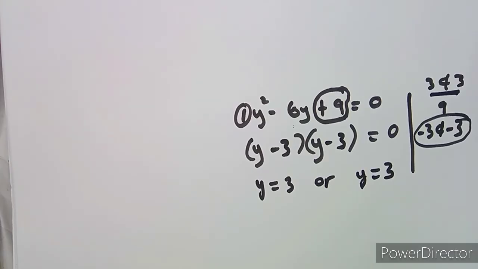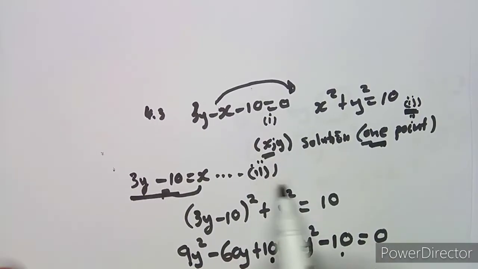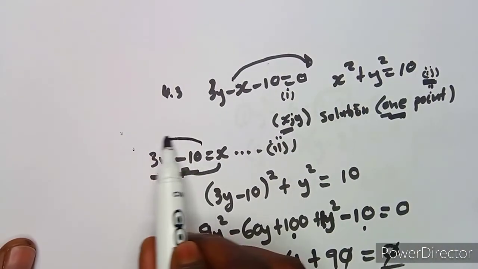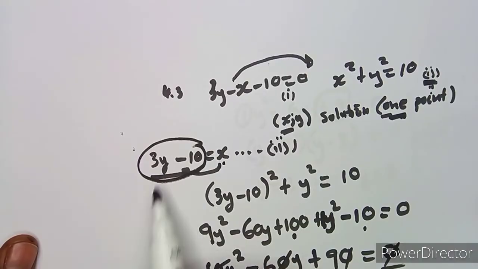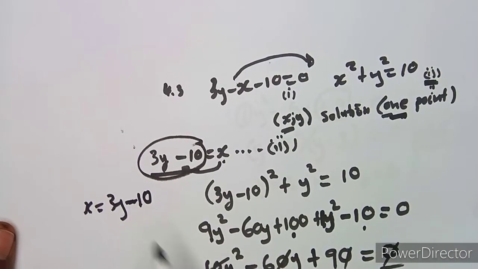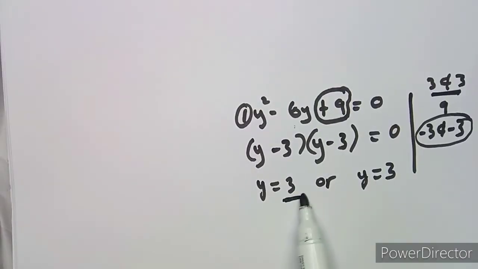By just having this, it means I'm going to have the same value of x, because I'm substituting the same value of y here. I'm going to have the same value of x because our x is 3y minus 10. So if I substitute this value of y, which is 3, it is the same value of y, which is 3.